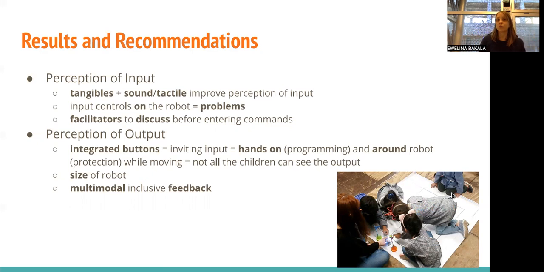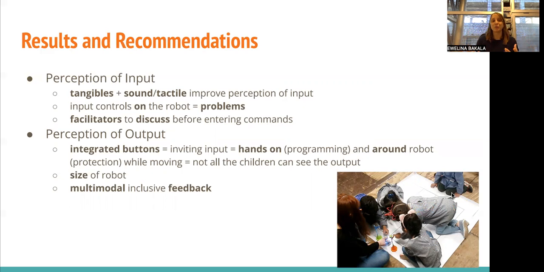The perception of output seems to be also a relevant issue, because if the robot does something that we don't want it to do, we have to perceive this. So we had problems with Bluebot because the buttons that it has on the back invited the children to press them all the time while the robot was moving and executing a program. So there were hands on the robot, there were hands around the robot, because the child that programmed the robot wanted to protect the robot from the other children. So the output, because of this hands on and around the robot, the other group members cannot perceive easily the actions of the robot. So it's also a little bit related with the size.